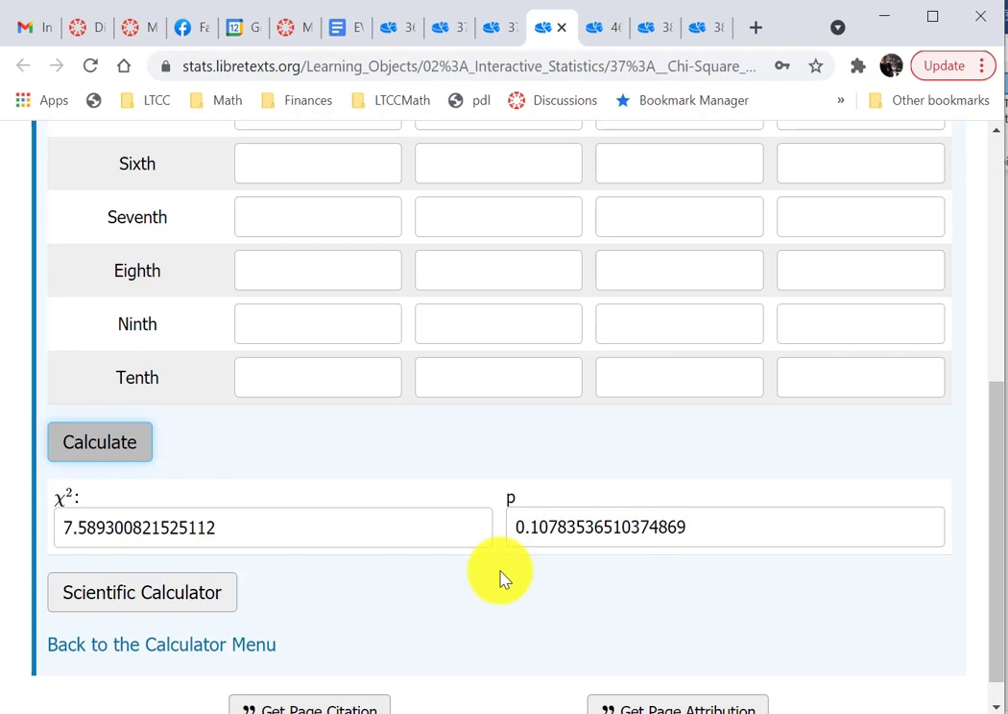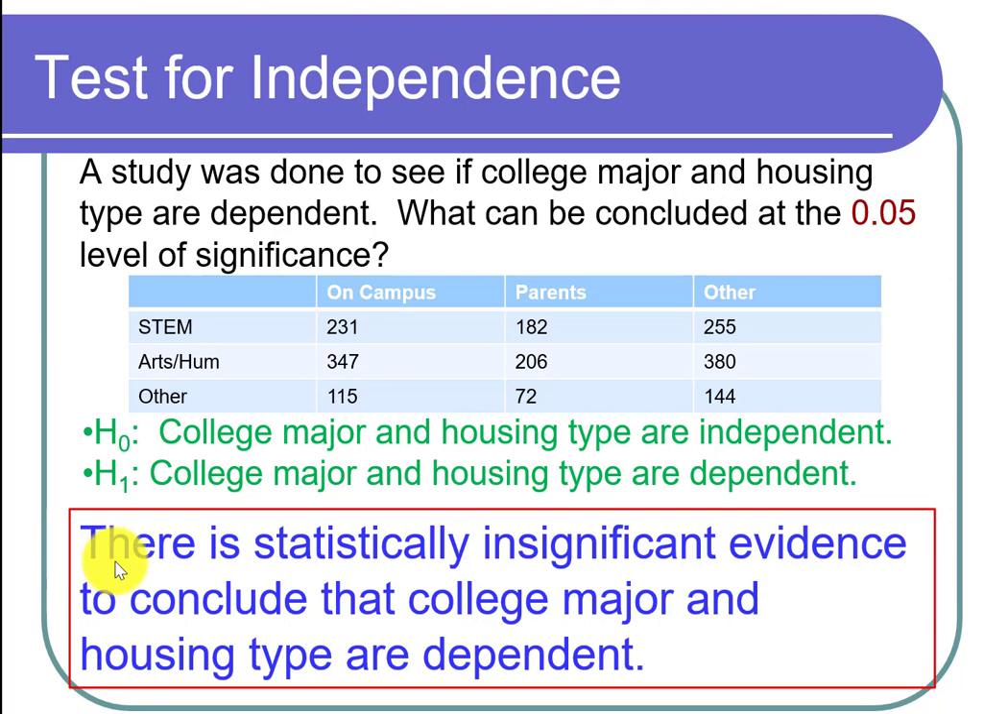So let's write down the conclusion. The conclusion is there is statistically insignificant evidence to conclude that college major and housing type are dependent. And that's all there is to it for test for independence. Just got to remember the language, and you got to remember when to use a test for independence. It's typically used when there are two qualitative survey questions, and you want to find out whether the answers to the survey questions are related or not, are independent or dependent.